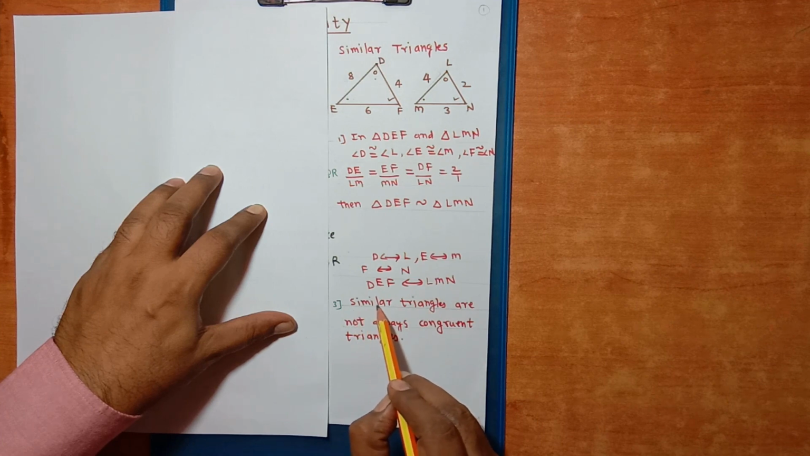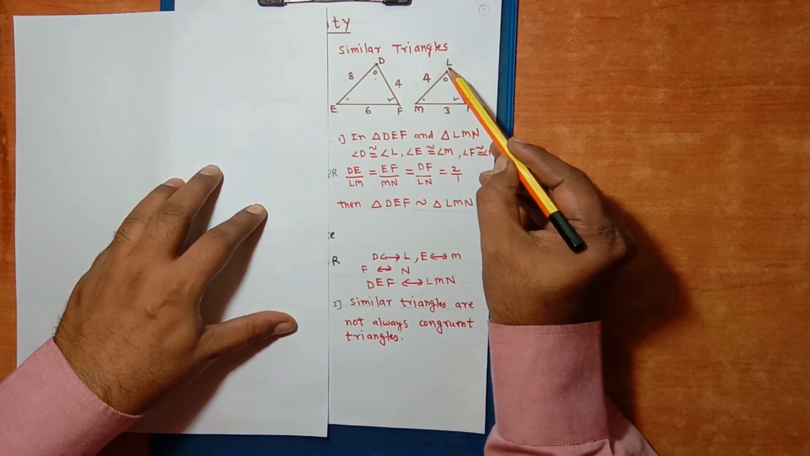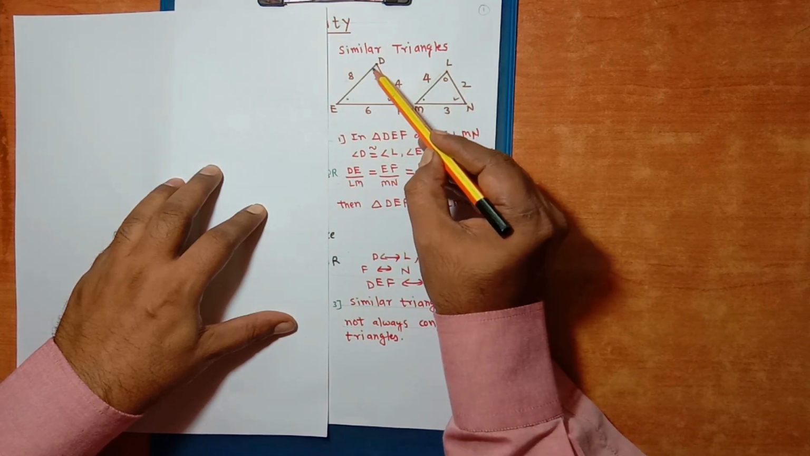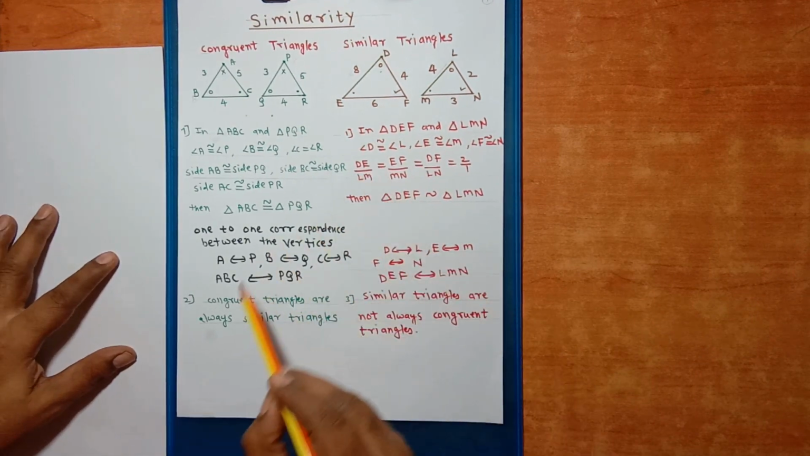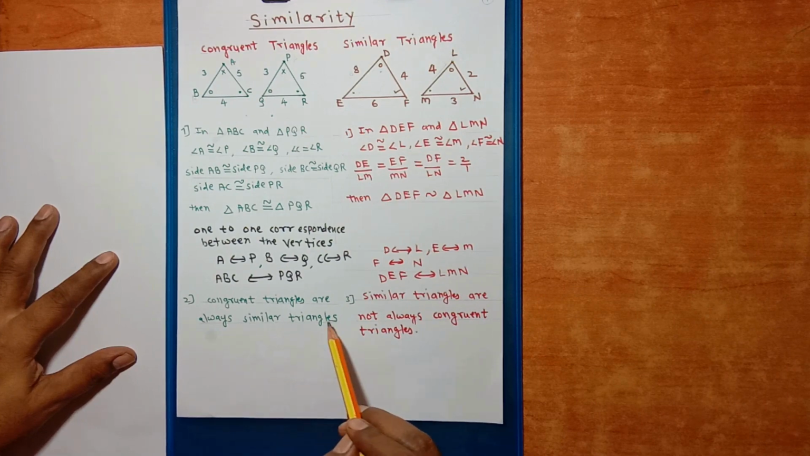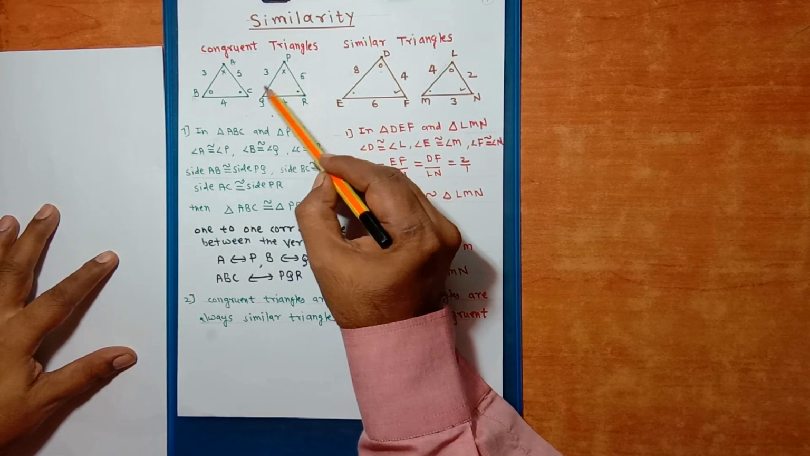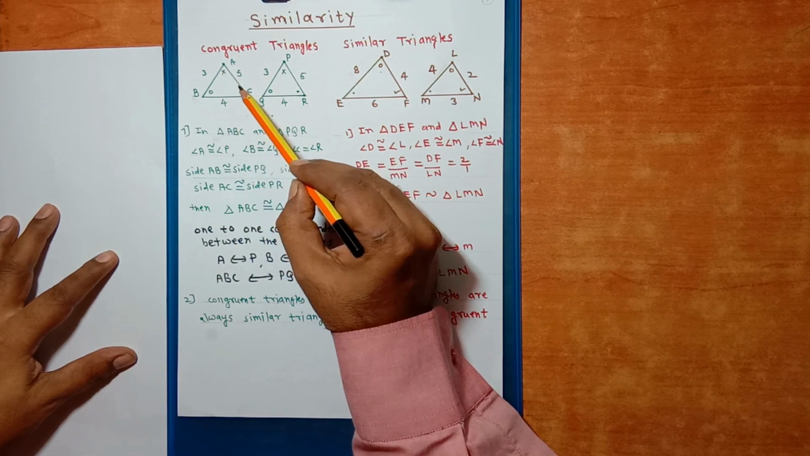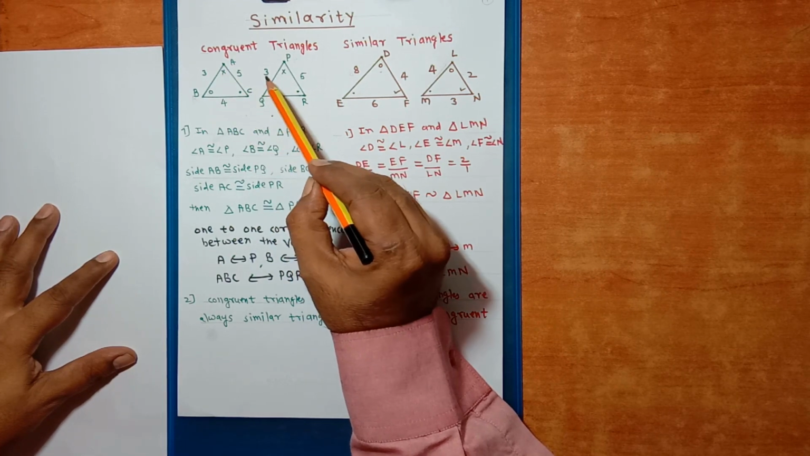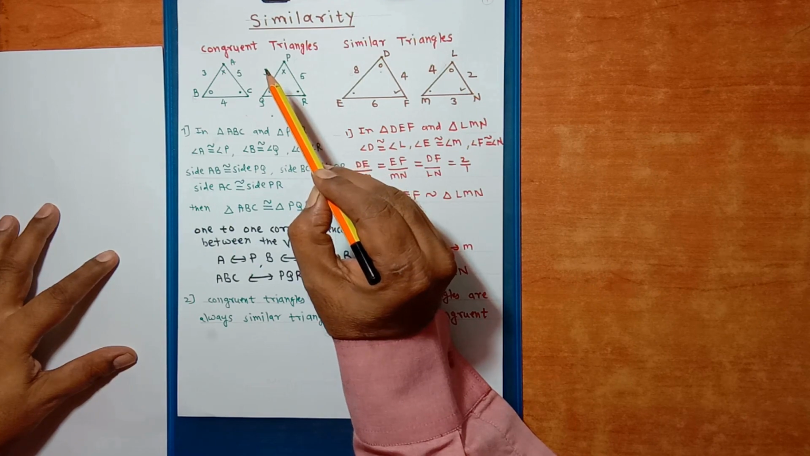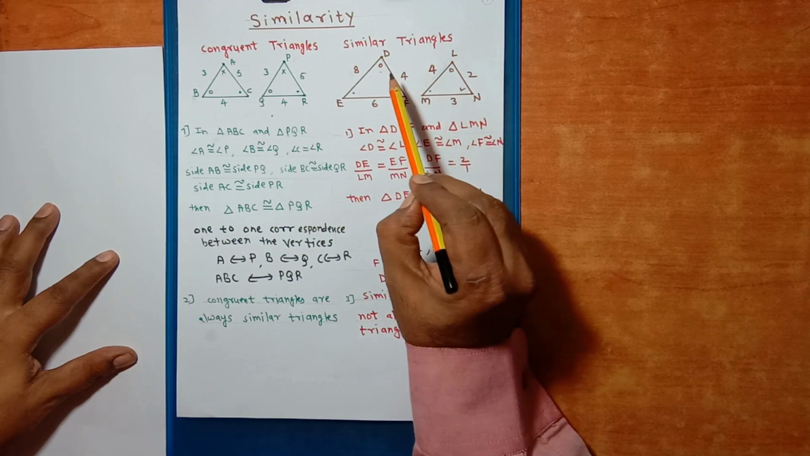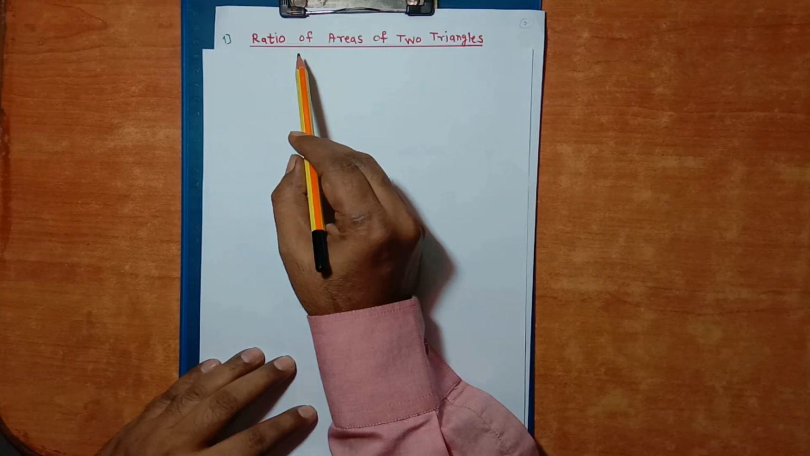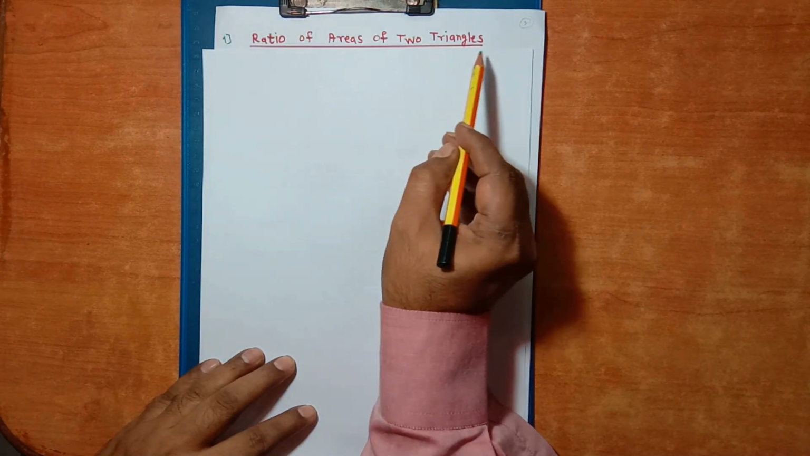Now the second point, similar triangles are not always congruent triangles. That means if I keep triangle LMN on triangle DEF, they will not match exactly. But congruent triangles are always similar triangles. If I keep this triangle PQR on triangle ABC, they will match exactly. These two triangles are congruent triangles as well as similar triangles, but these two triangles are similar triangles but not congruent triangles. Let's study the ratio of areas of two triangles.